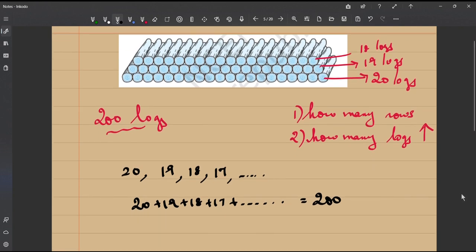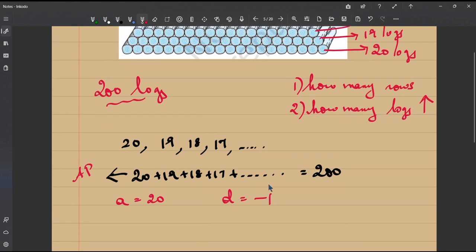So how do we go about this? We recognize that this is an arithmetic progression, where the first term, if you call it A, is equal to 20, and the common difference becomes 19 minus 20, or 18 minus 19, which is minus 1. It's a decreasing arithmetic progression, right? So let us find out, at what number of terms will the sum become equal to 200.